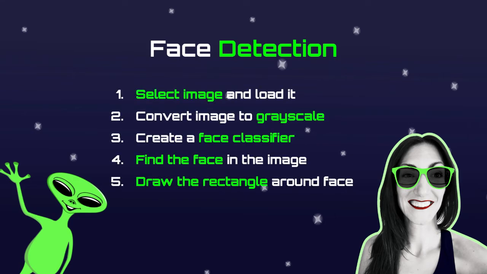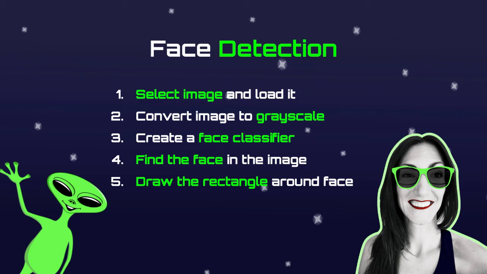I will perform face detection in an image in 5 simple steps. First, I will select an image and load it. Next, I will convert the image to grayscale. Next, I will create a face classifier, and I will show you what that is in a second. Next step is finding the face in the image, and last step is drawing a rectangle around the face that we found. Okay, so those are the 5 steps to perform face detection.